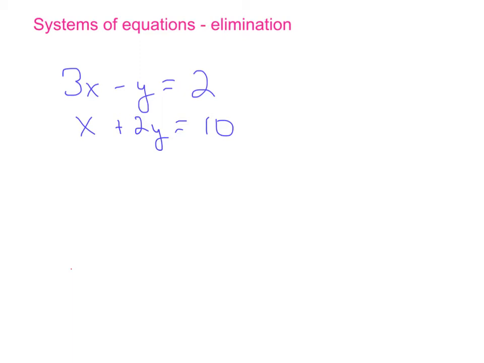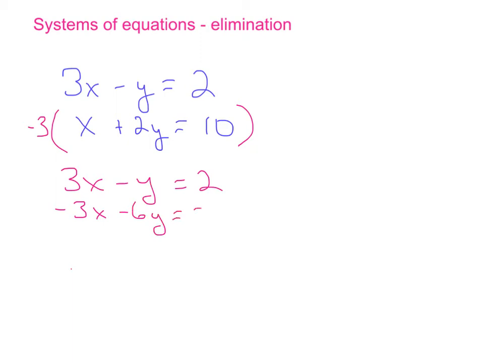So if I want to make this second equation a negative 3x, what I need to do is multiply the entire equation, so use parentheses, by negative 3. And what that looks like is my first equation is not going to change, so 3x minus y equals 2. But my second equation is going to become negative 3x minus 6y equals negative 30. Make sure you distribute that negative 3 to everything.